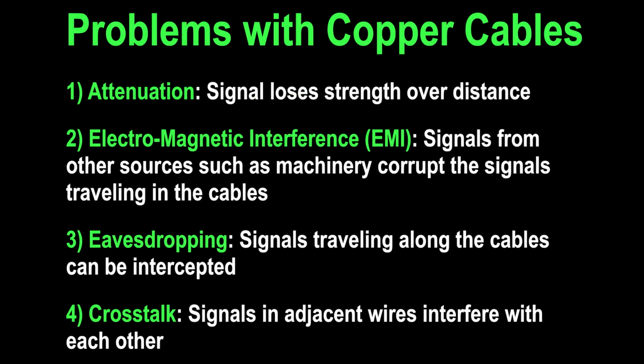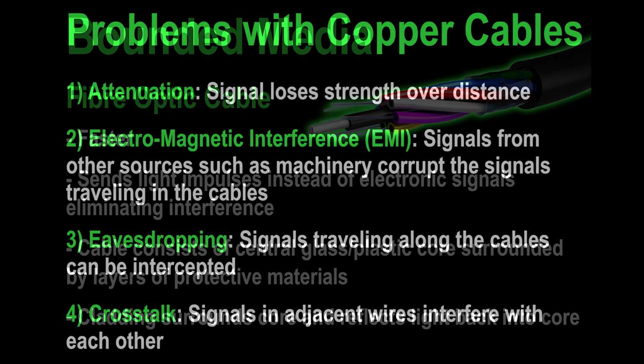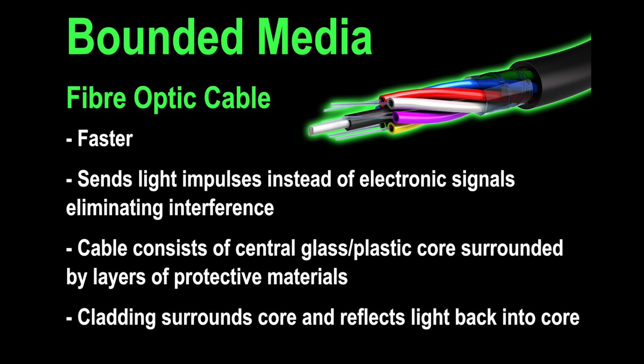The problems with these copper cables are attenuation, which is the loss of signal strength over distance; electromagnetic interference, EMI, which is when signals from other sources such as machinery corrupt the signals traveling in the cables; eavesdropping, which is when signals traveling along the cables can be intercepted; and crosstalk, which is when signals in adjacent wires interfere with each other. The fiber optic cable is a faster type of bounded media.